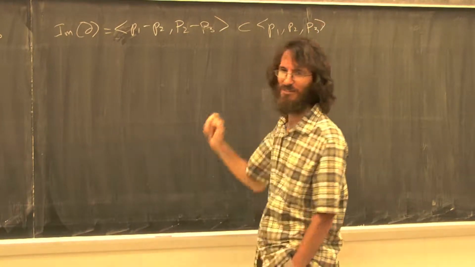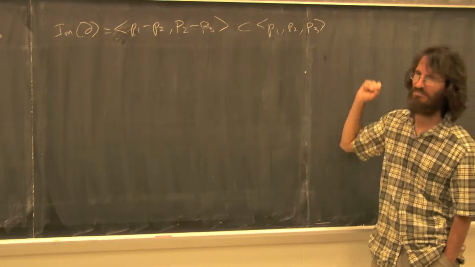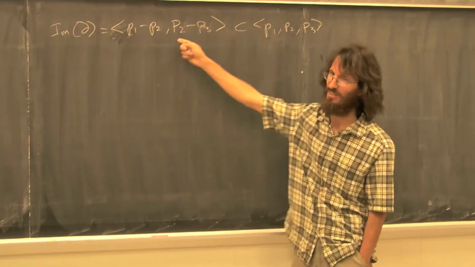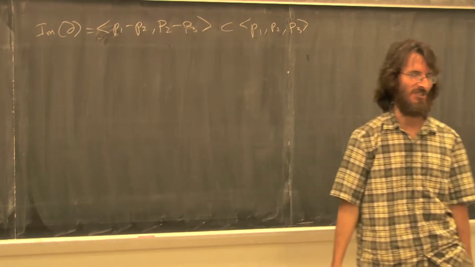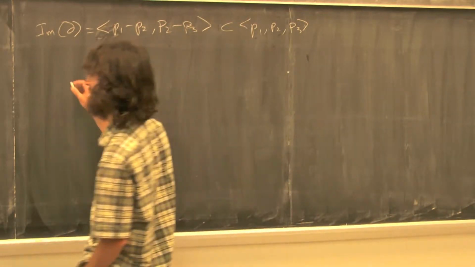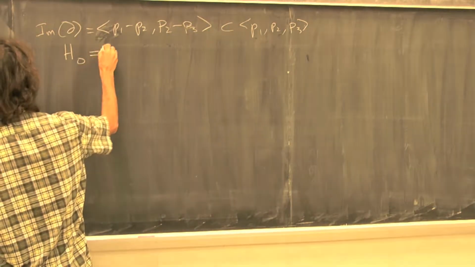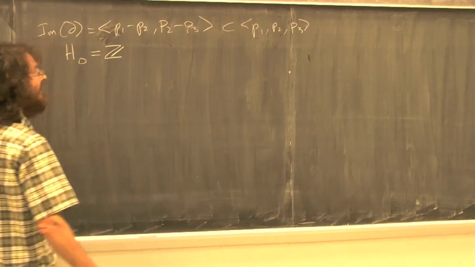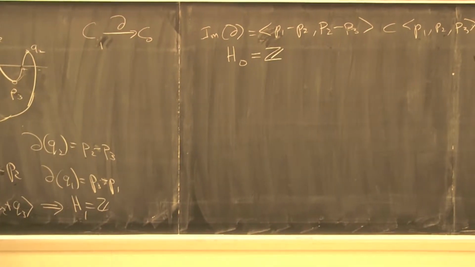The kernel of the outgoing map is everything. So, well, naively, this is three-dimensional, that's two-dimensional. The quotient is one-dimensional. That's not quite enough. You know, there's no torsion, but you can figure it out here. Generated by any one of those.